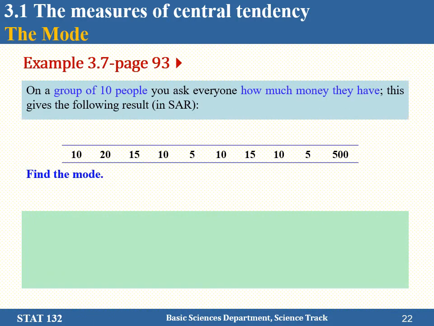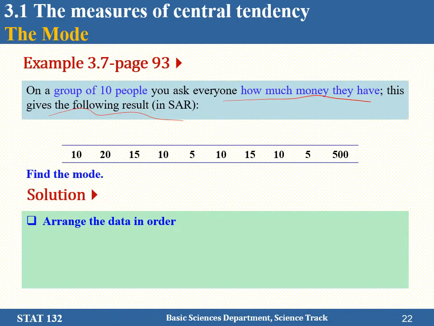In a group of 10 people, you ask everyone how much money they have, and here is the result. It says find the mode. To get the mode, the first thing you have to do is arrange the data in order, from the smallest to the largest. So 5, 5, 10, 10, 10, 10.